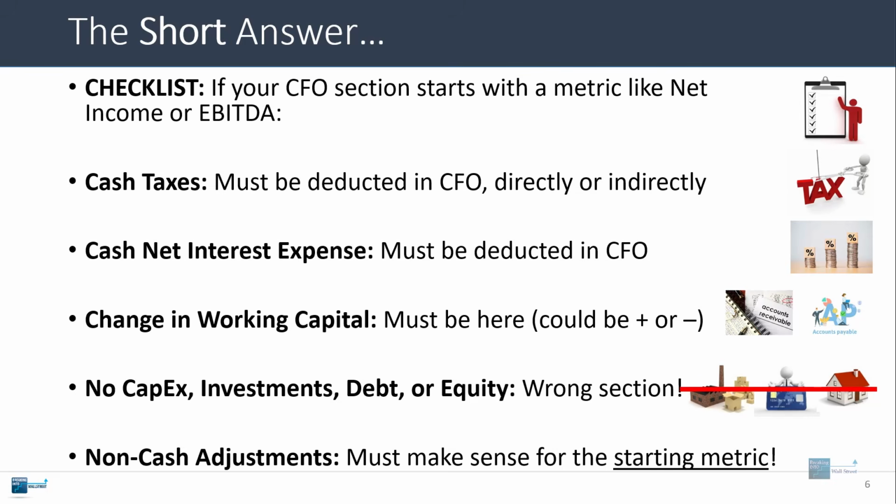And then finally, the non-cash adjustments that you include need to make sense for the starting metric. So if you start with net income, you probably have a lot more in the way of non-cash adjustments that need to be there. But if you start with EBITDA, you probably have many fewer non-cash adjustments that need to be there. So that is the short answer.